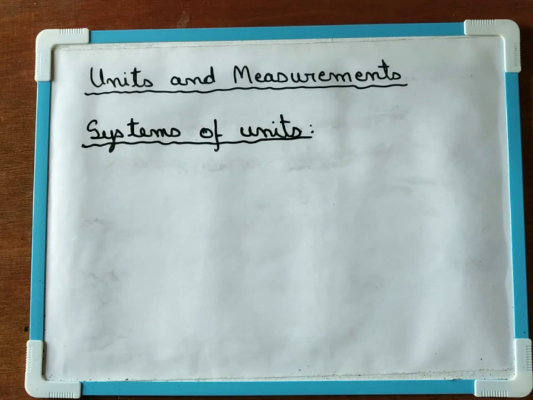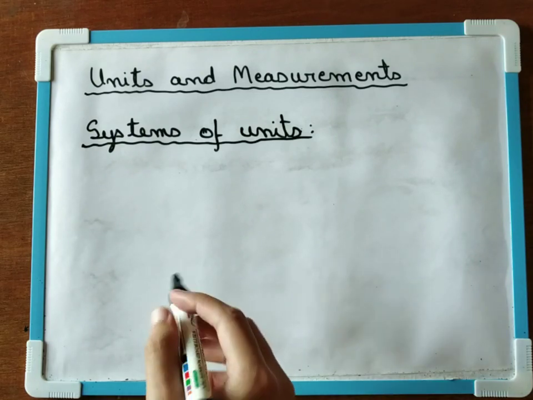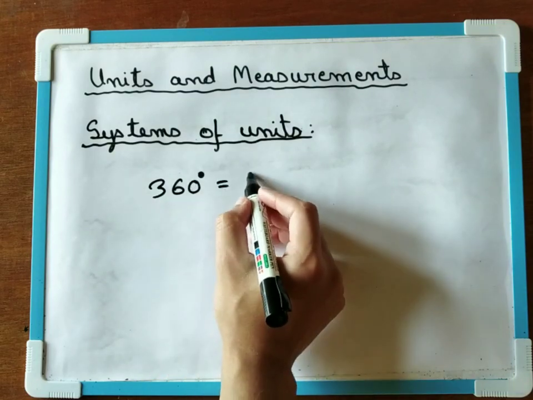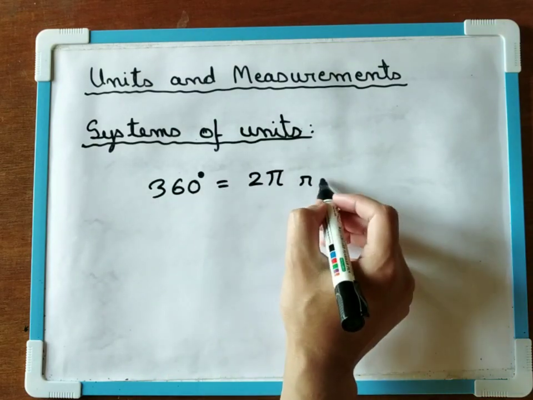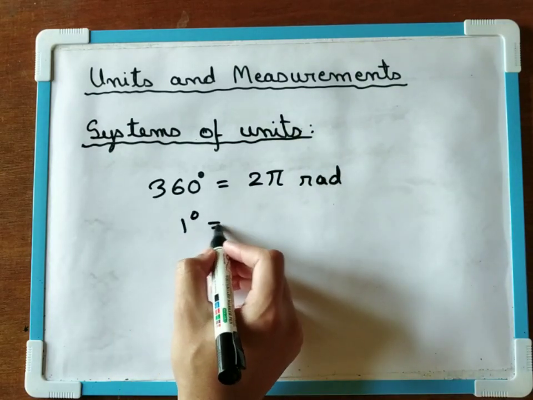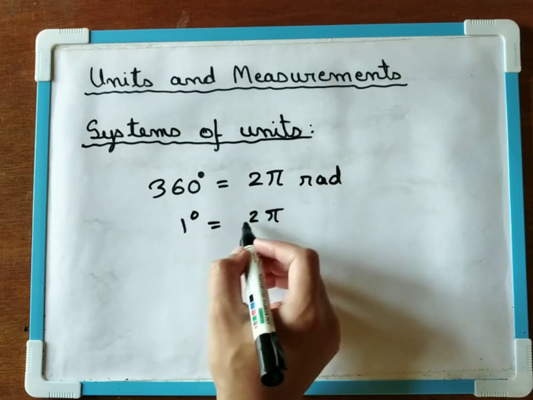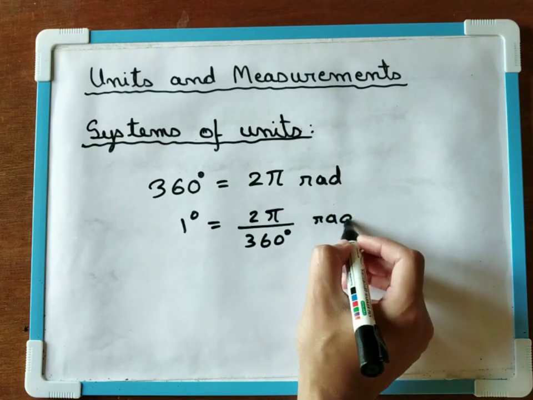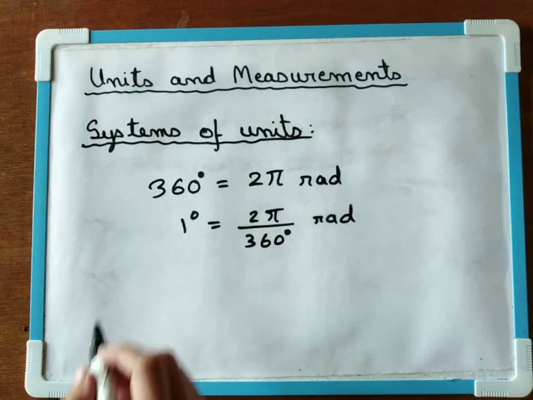So remember, in class 11 we shall measure angle in terms of radians, and we can convert any angle in terms of degree to that in terms of radian. For example, 360 degree, this is equal to how much? 2 pi radian. So 1 degree will be equal to 2 pi divided by 360 radian.